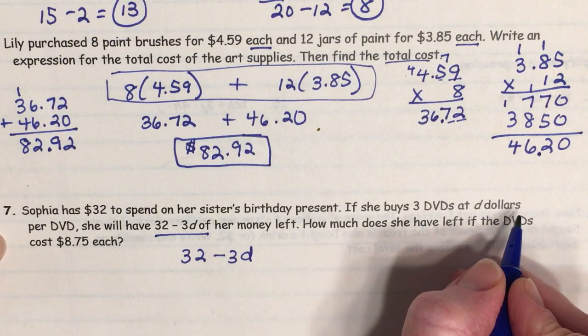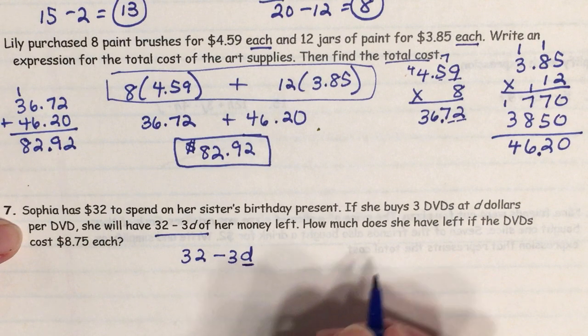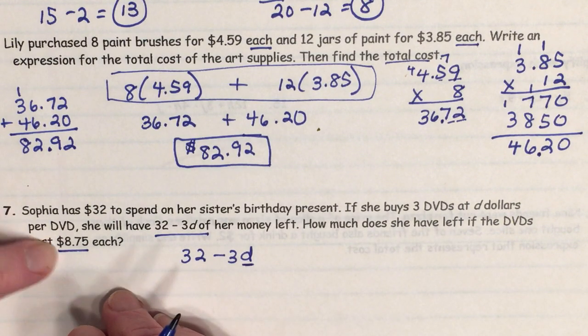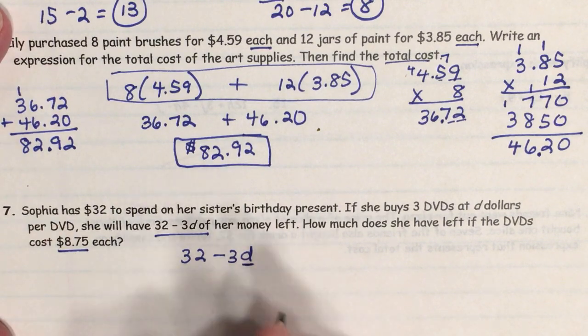It says $D per DVD. So the D stands for the cost of the DVD. Well, they tell us right here that the cost of the DVDs is $8.75. So what this means is I'm replacing D with the $8.75.